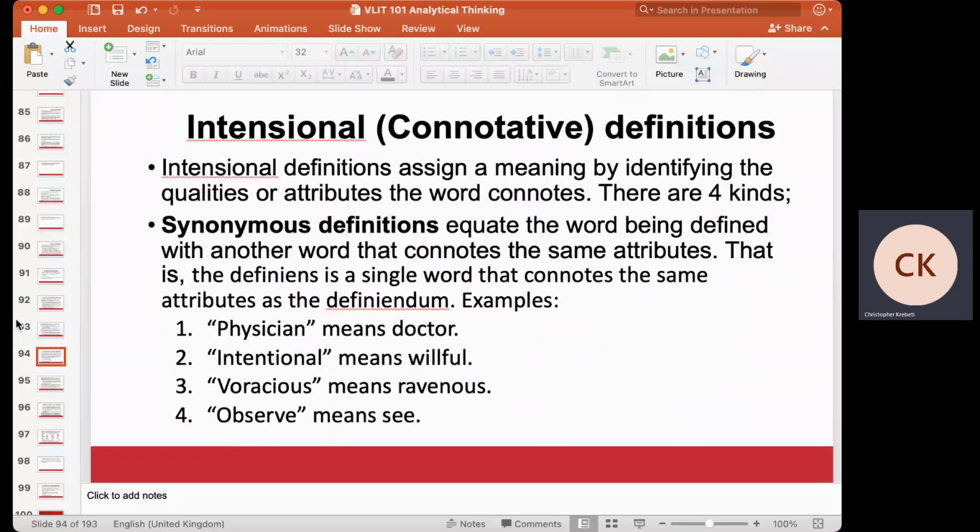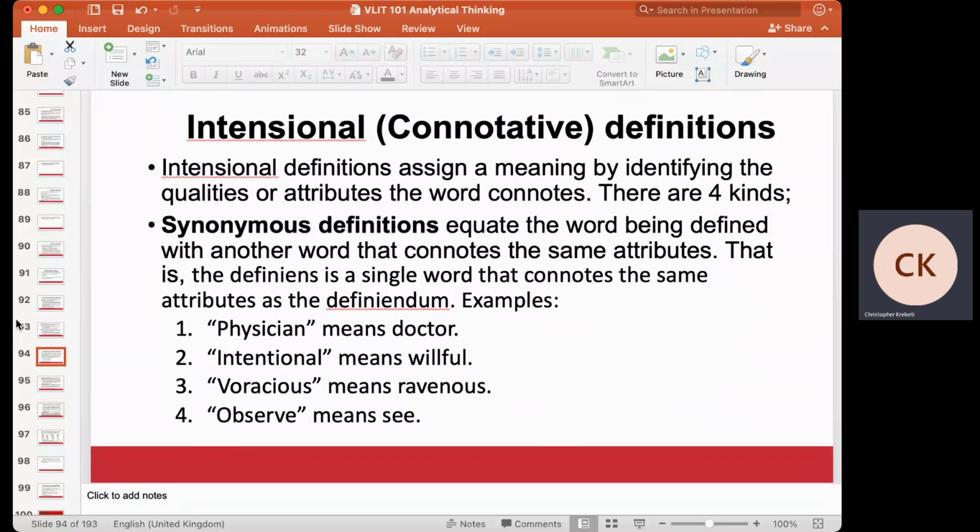Then we have the intensional or the connotative definitions. The connotative actually assign a meaning by identifying the qualities, as we have noticed from the beginning. Identifying the qualities or attributes the word connotes. And there are 5 kinds of those. We have one, the synonymous definitions. The synonymous definitions equate the word being defined with another word that connotes the same attribute. So that is, the definiens is a single word that connotes the same attribute as the definiendum.